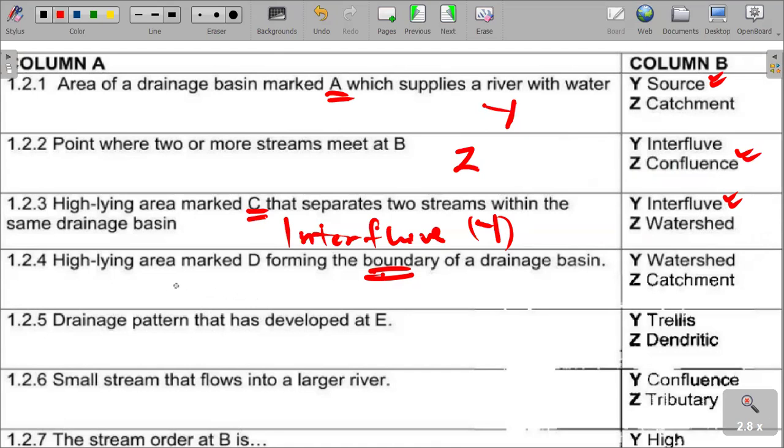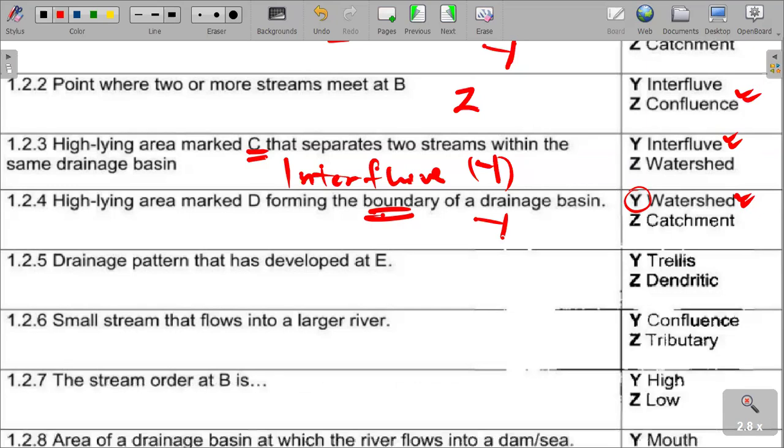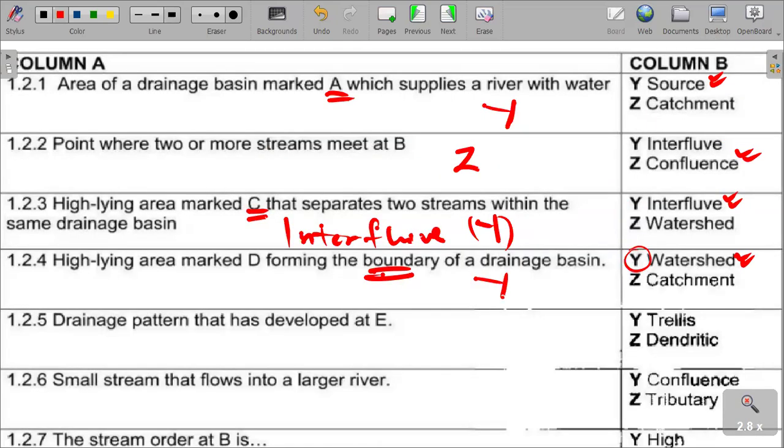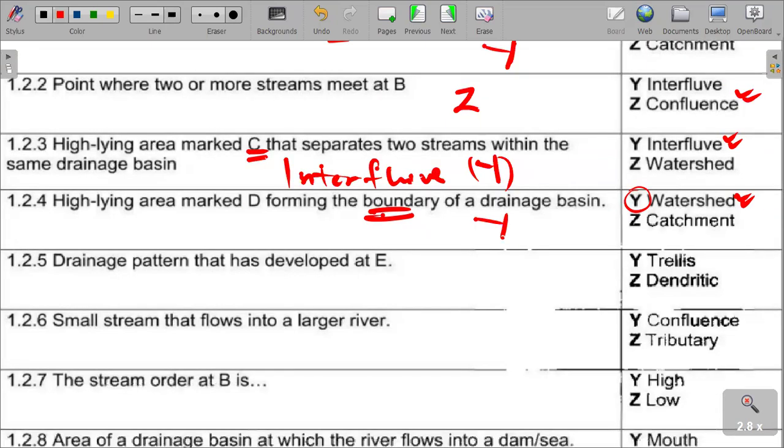And then drainage. Now we are saying number 4, it is the watershed. That is a high-lying area forming the boundary of a drainage basin. That is what we call a watershed, which is also Y again. A boundary of a drainage basin is formed by a watershed. I'm sure that we have heard and understood about watershed migration or movement.